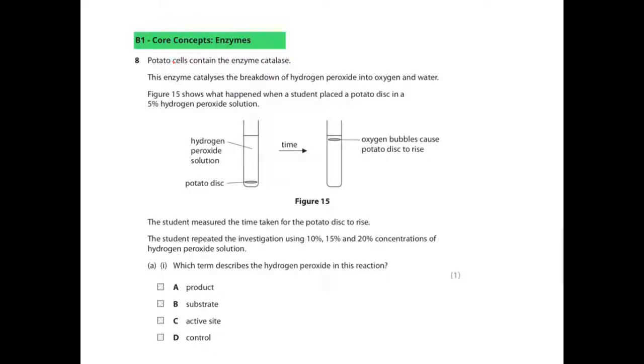Potato cells contain the enzyme catalase. This enzyme catalyzes the breakdown of hydrogen peroxide into oxygen and water. Figure 15 shows what happened when a student placed a potato disc in 5% hydrogen peroxide solution.